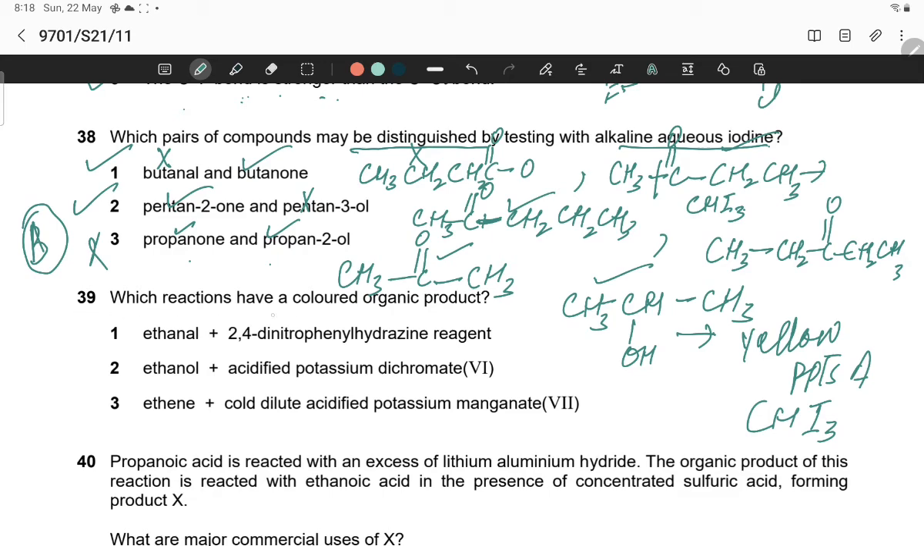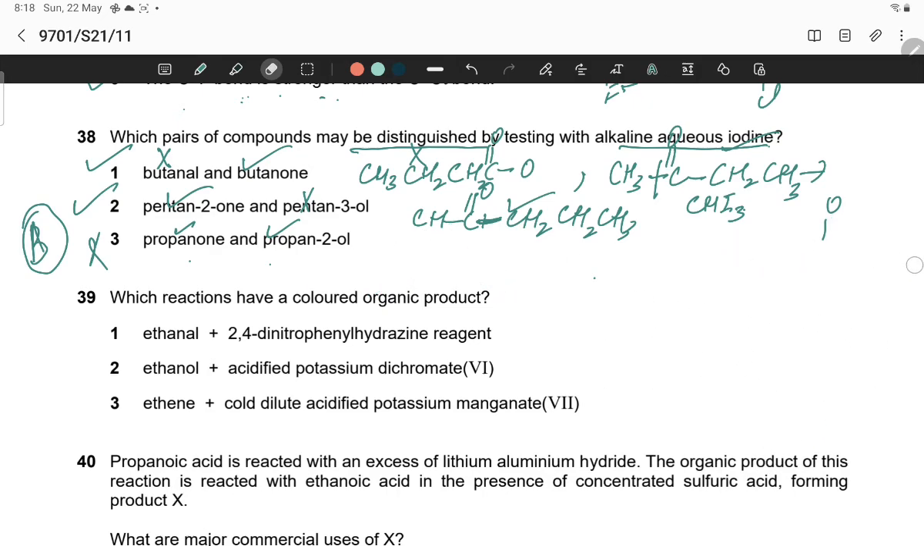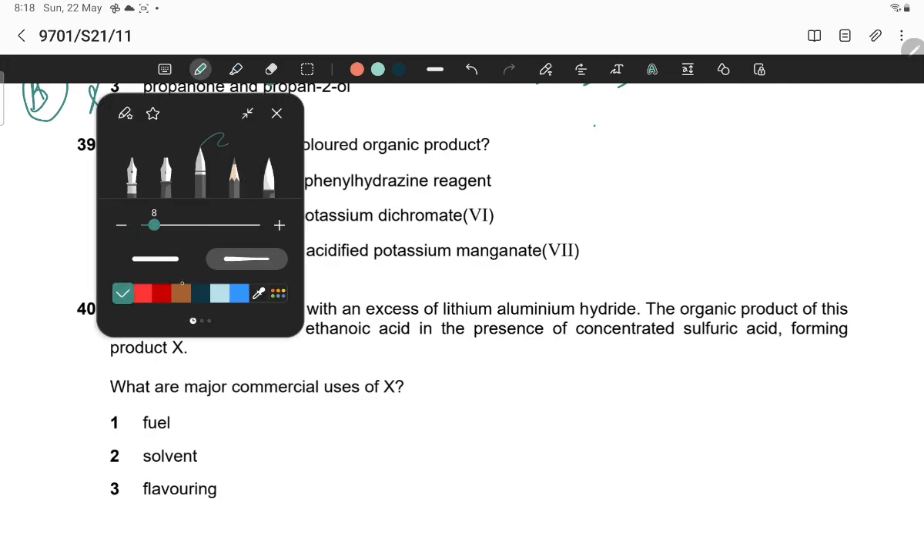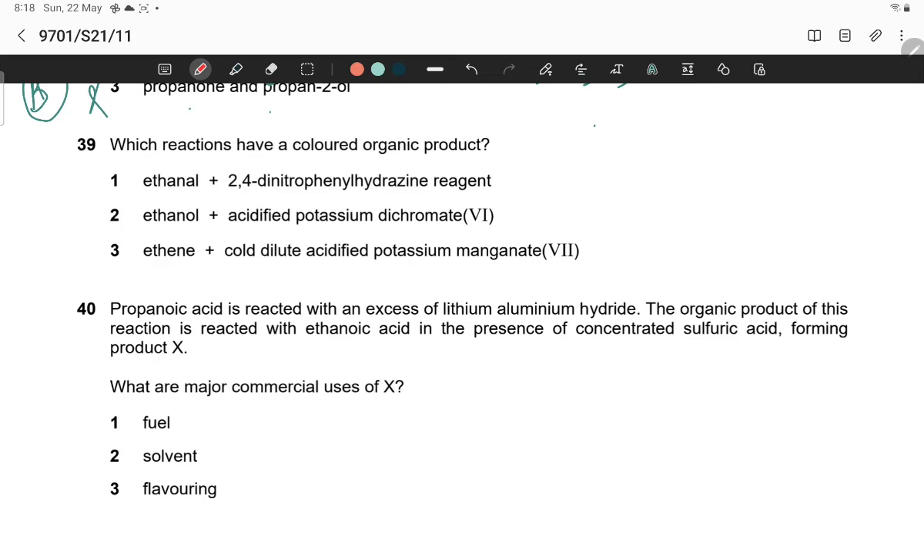Question number 39. Which reactions have a colored organic product? Ethanal plus 2,4-dinitrophenylhydrazine gives an orange precipitate. This is the confirmatory test of carbonyl compounds with 2,4-dinitrophenylhydrazine that gives an orange precipitate. Ethanol plus acidified potassium dichromate: ethanol is oxidized to form ethanoic acid, so this is purple to colorless, a colorless product.